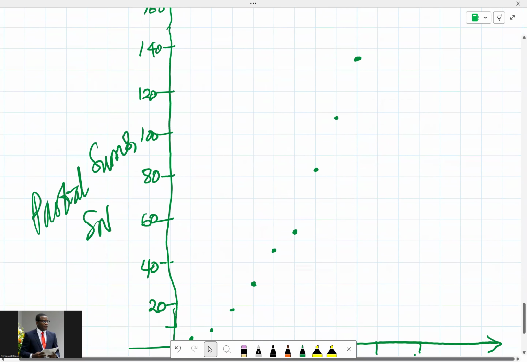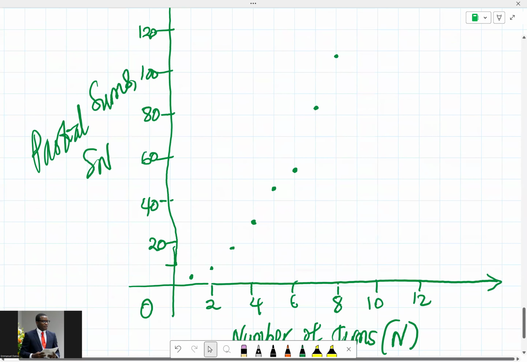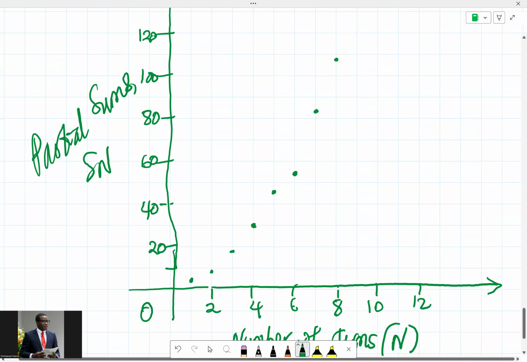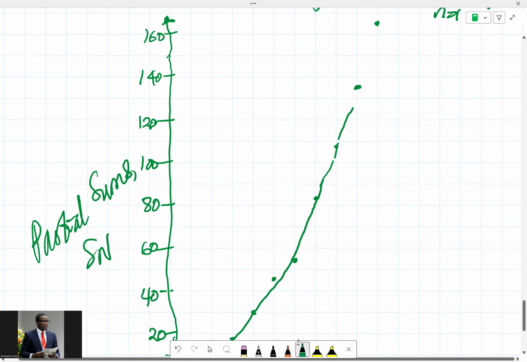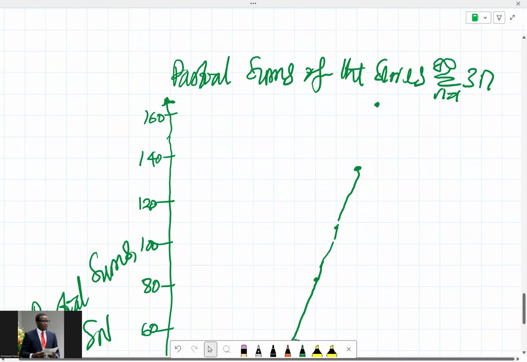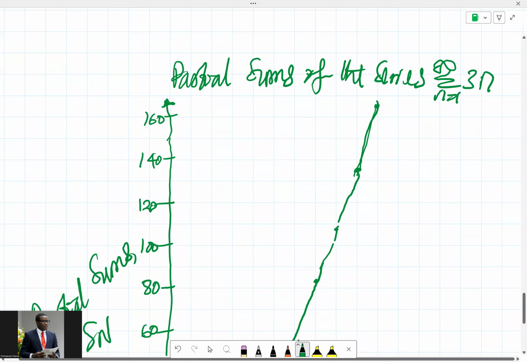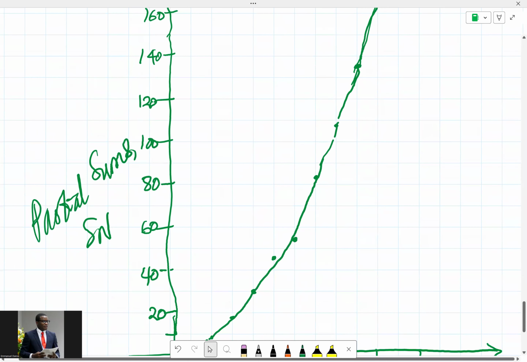So if you join that together, you can see that exponential curve. I hope I can join it well. If some points are not hitting it, it's because I didn't do it well. If I visualize it well, it would have been better. So this is it.